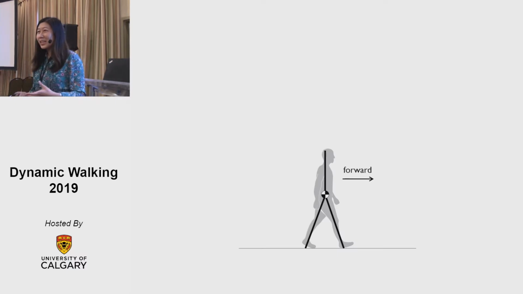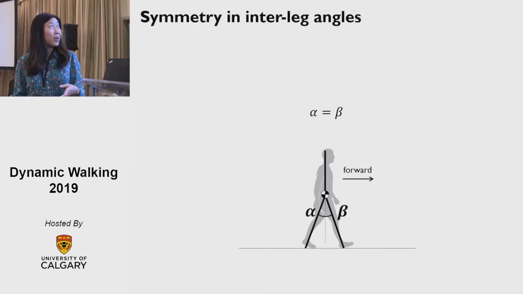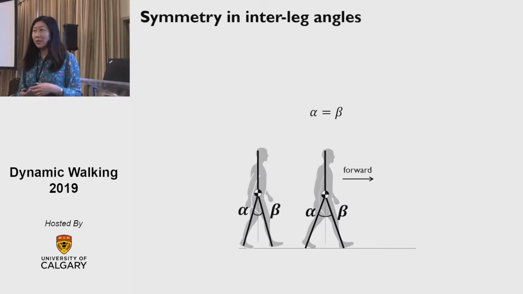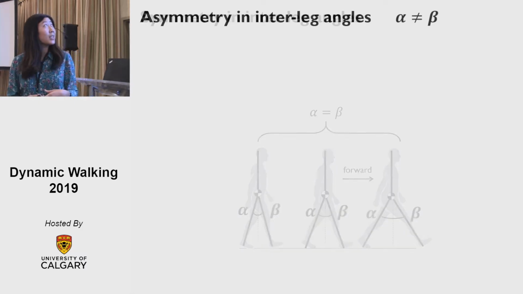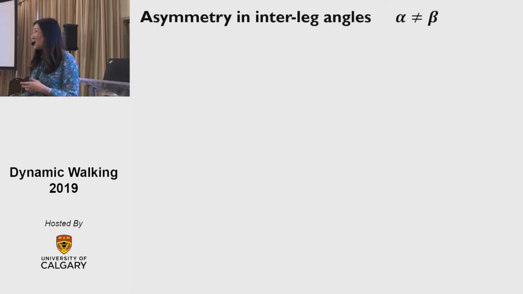So when you think of modeling walking with simple models, you think of the angle between your legs as symmetric. Between alpha and beta, you don't really think of it being asymmetric. These are generally equal, whether you are walking with smaller step lengths or faster step lengths. So in what cases would you think of having asymmetrical interleg angles?